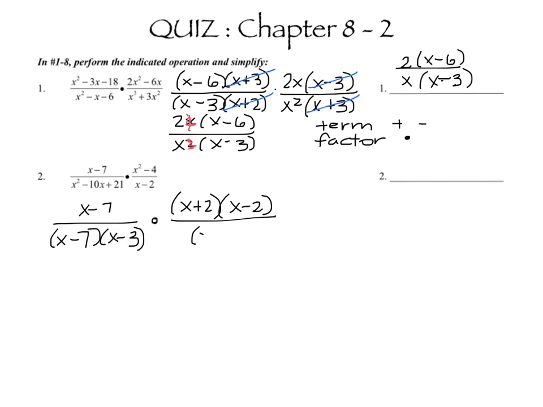Okay, and a lot of people, and I understand it because we're in the habit right now of finding least common denominators on these first problems. Well, least common denominators are when I need to add and subtract two terms together. All I'm doing here is I'm multiplying. So now I can cancel out common factors. So this x minus 7 factor cancels, and this x minus 2 factor cancels, leaving me x plus 2 over x minus 3.